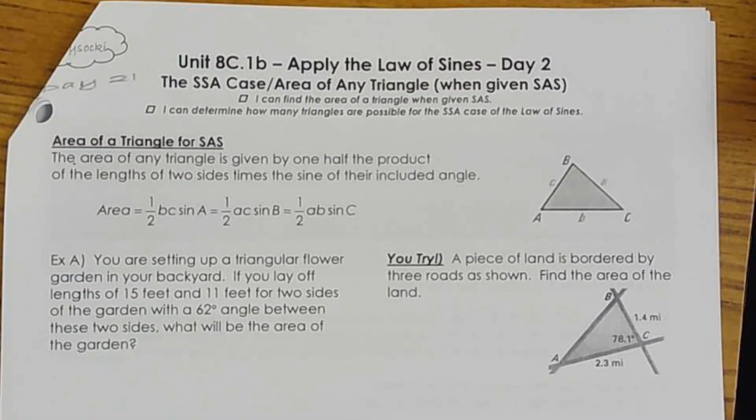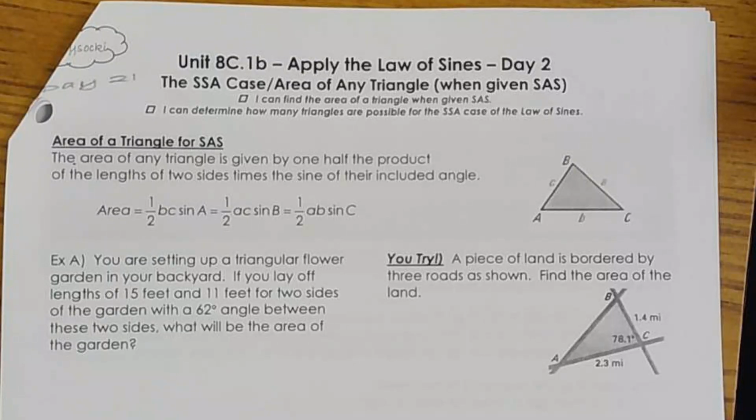This is 8C.1b, which is called Applying the Law of Sines, day 2. So it's kind of like where we now know how to use law of sines when we don't have a right triangle, but there are some specific cases that we're going to see today called the SSA case, and learn about the area of any triangle when it's specifically an SAS.